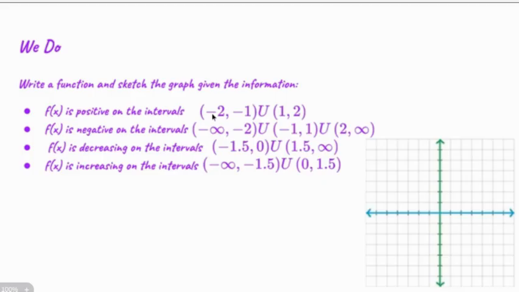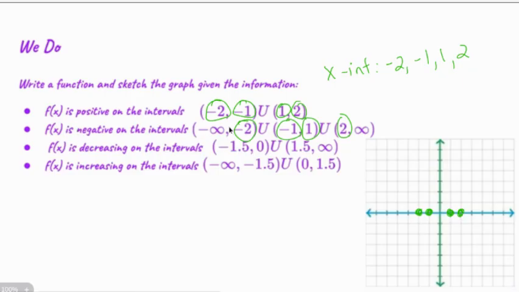All right, so let's start. We're always going to start by identifying our x-intercepts. So we got -2, -1, 1, 2. So our x-intercepts are -2, -1, 1, and 2. Even if you're confused about all this right now, you should be able to do this.